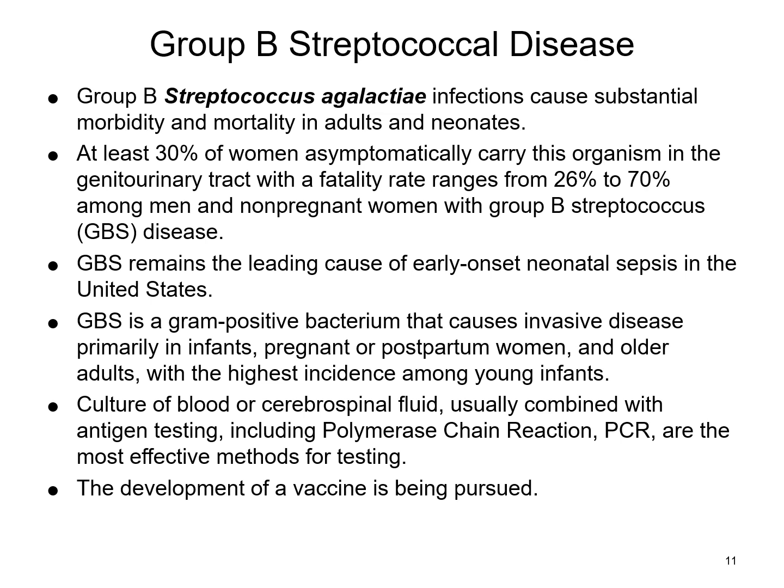So one other organism that I do want to mention within this unit is the Streptococcus agalactiae. So this is group B. Pyogenes was group A in that Lancefield grouping. This is a group B organism. These infections can cause substantial morbidity and mortality within adults and neonates. About 30% of women can carry this organism asymptomatically in their genitourinary tract. It has a fatality rate of about 26 to 70% among men and non-pregnant women that have group B strep disease.